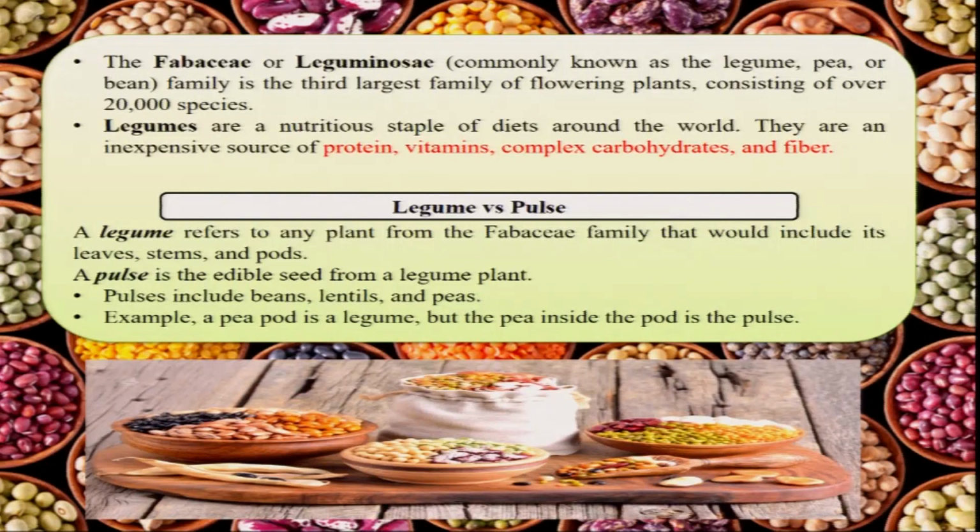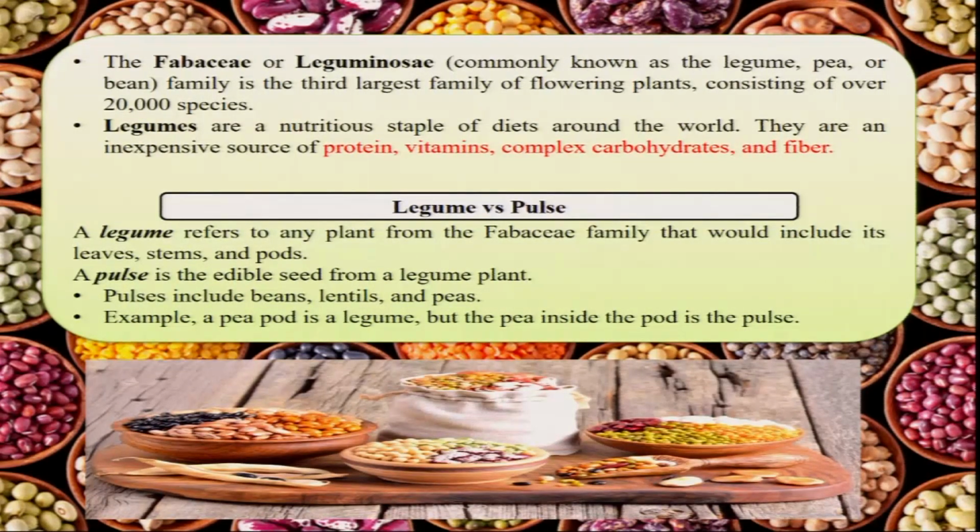The Leguminosae, or the family Fabaceae, is the third largest family of flowering plants, consisting of over 20,000 species. The legumes are a nutritious staple of diets around the world, and they are also a very easy and cheap source of protein, vitamins, different types of complex carbohydrates and fiber.